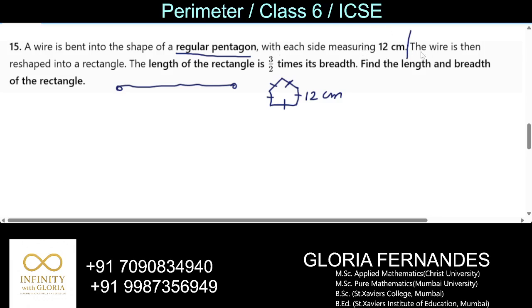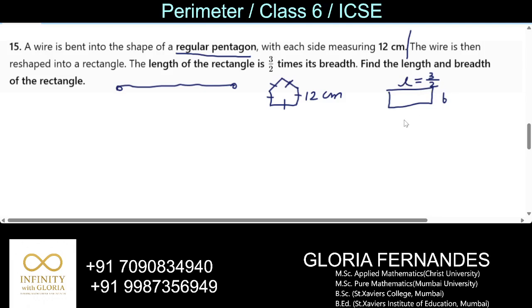Now next what they say, the wire is again reshaped into a rectangle. So this same wire, now again they are forming a rectangle out of it. So from this pentagon, they are reshaping the wire and they are forming a rectangle. So what data they have given about the rectangle? Rectangle length is 3 by 2 times its breadth. Now what is its breadth? We don't know. You have to find out the length as well as the breadth.